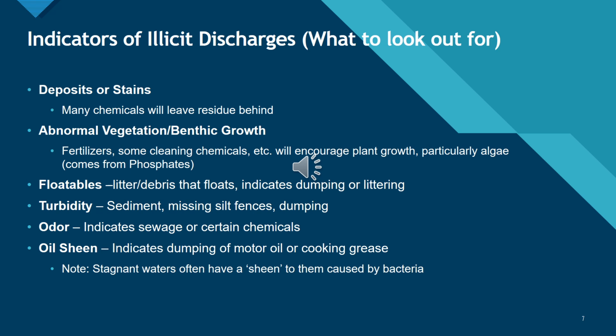Odors. There might be a certain type of odor that doesn't seem like it's supposed to be there. There might be sewage or certain chemicals that have been used that will need to be reported. Oil sheens, as I keep mentioning, indicate dumping of motor oil or cooking grease. Note that stagnant waters often have a sheen to them caused by bacteria, so you have to make sure that you can decipher the difference between those.